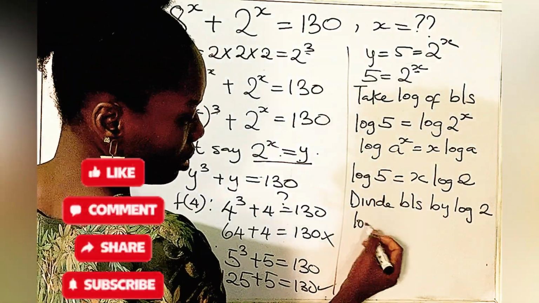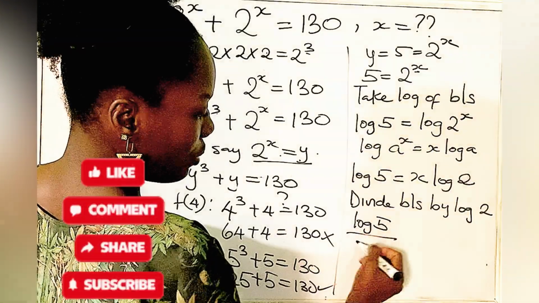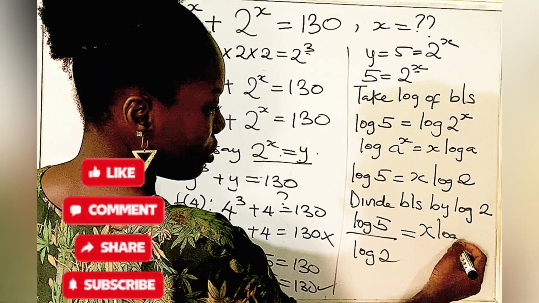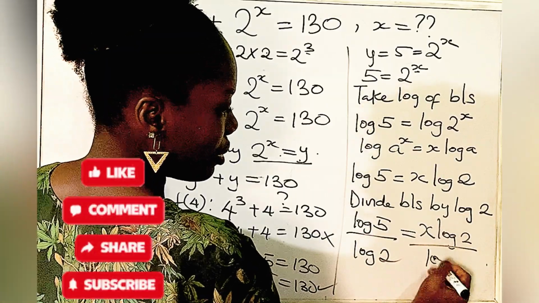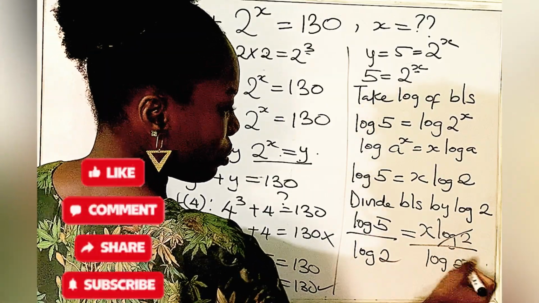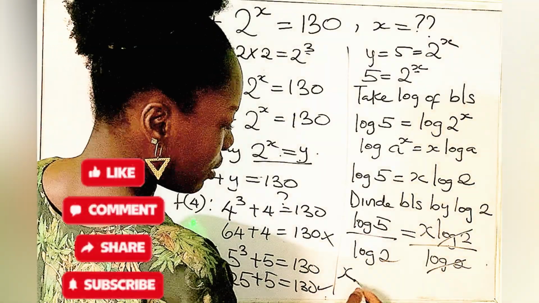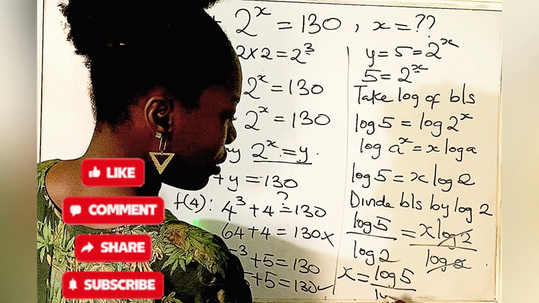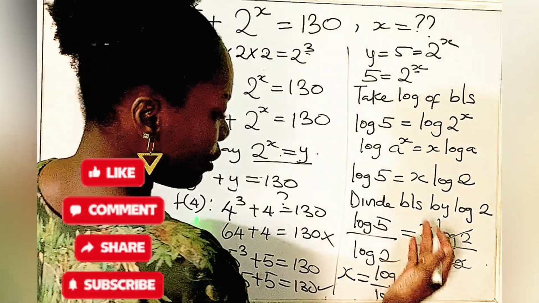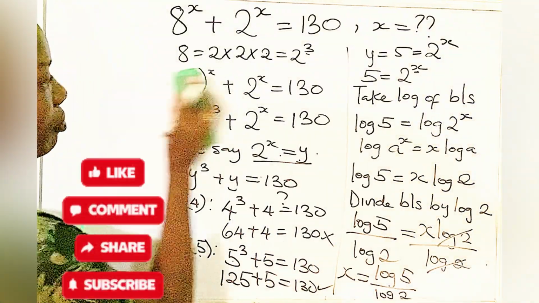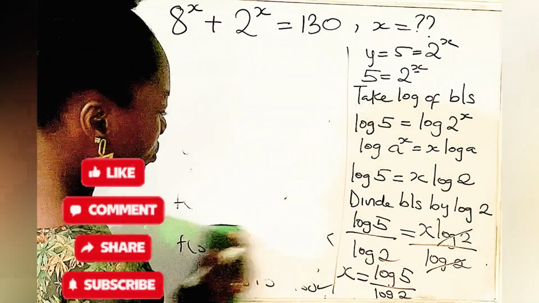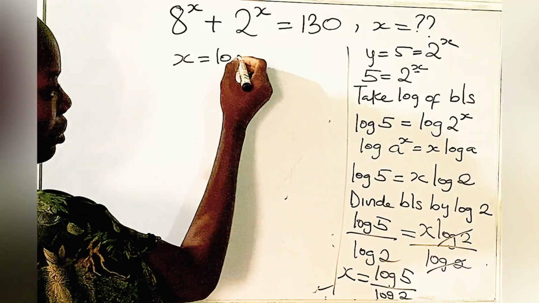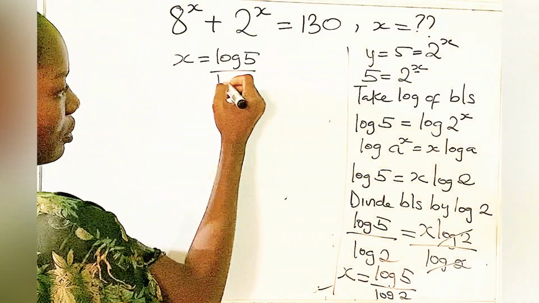So this will be log 5 all over log 2 is equal to x log 2 all over log 2. Log 2 cancels log 2. So x is equal to log 5 all over log 2. Now, if you are doing a change of base, x is equal to log 5 over log 2.